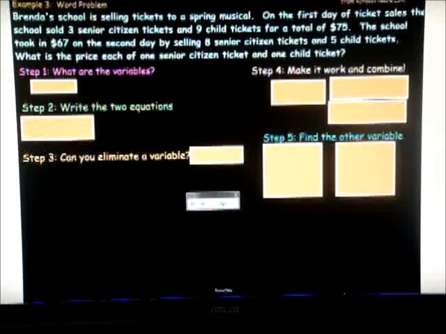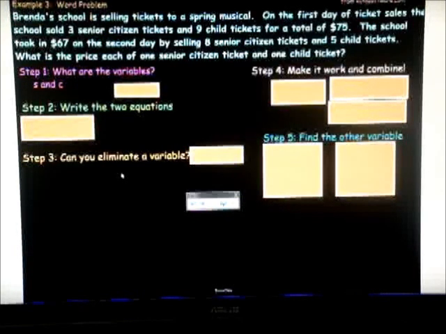So just like in the substitution problems, before we do anything else, let's just make sure we know what our variables are going to be. And hopefully in the question you can tell. It's going to be senior citizen and child. So I just chose S and C. Now sometimes I don't choose S as a variable because my S's look like 5s, but since I'm typing this, I'm okay with using that.